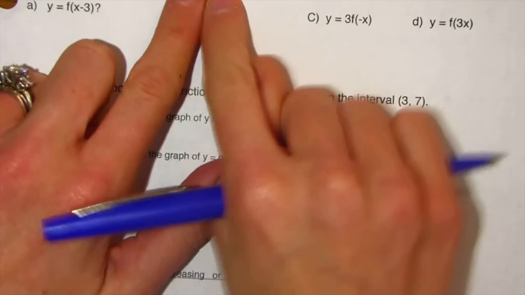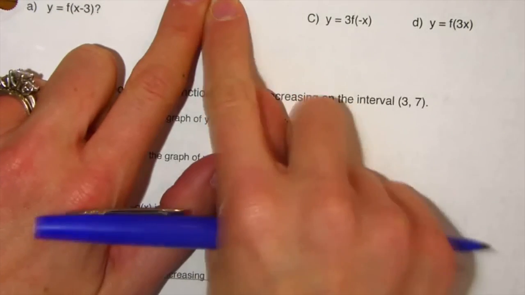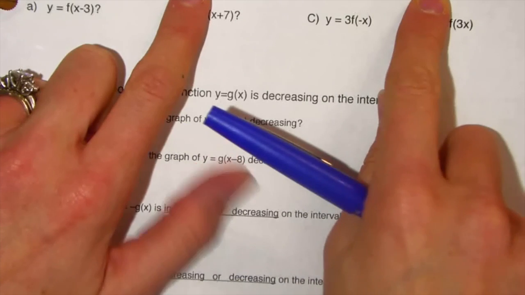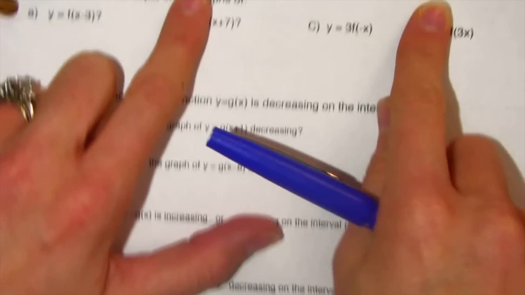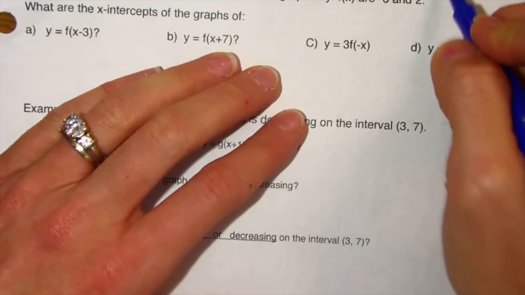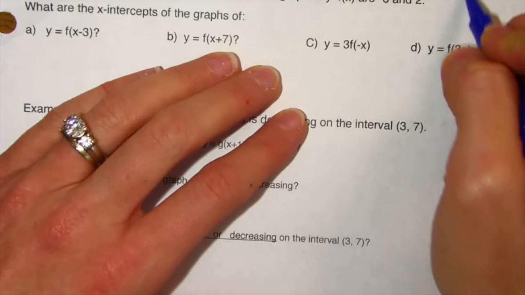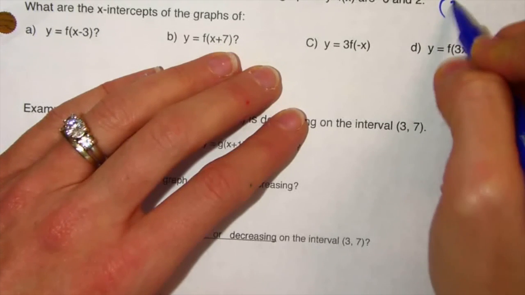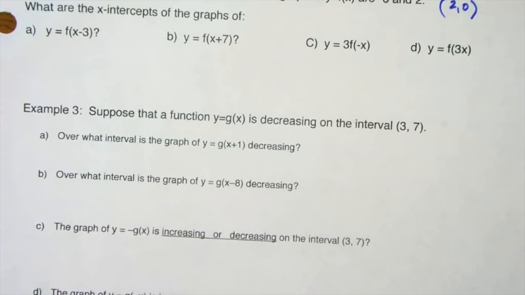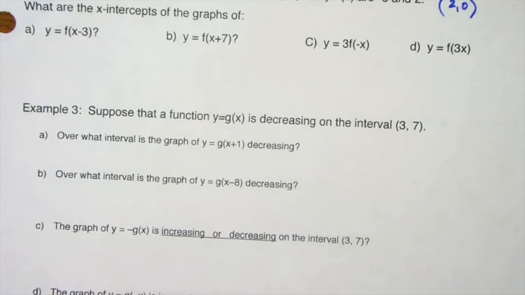If we know that the x-intercepts of the graph are negative 6 and 2, what are the two ordered pairs that we actually have here? Good. Negative 6, 0. What's the other one? 2, 0. Okay.